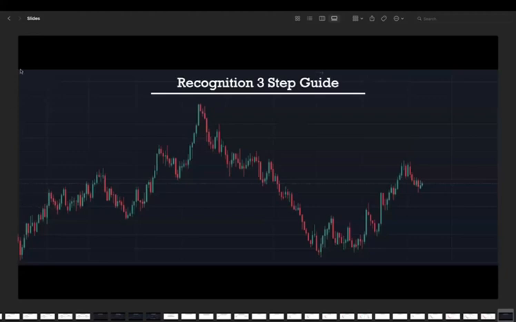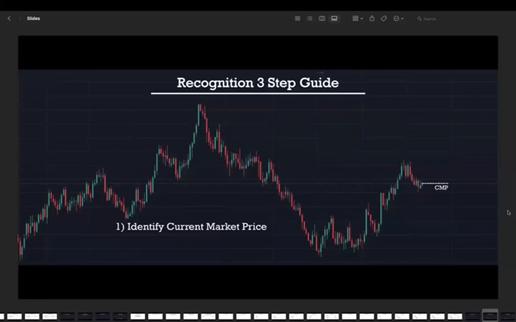There we go. And now, by knowing all possible patterns, the reversal and continuation, and the bullish and bearish versions of each one, with the help of a three-step recognition guide, you can easily identify your supply and demand. So let's find out how. Step number one: identify the CMP. CMP stands for current market price.